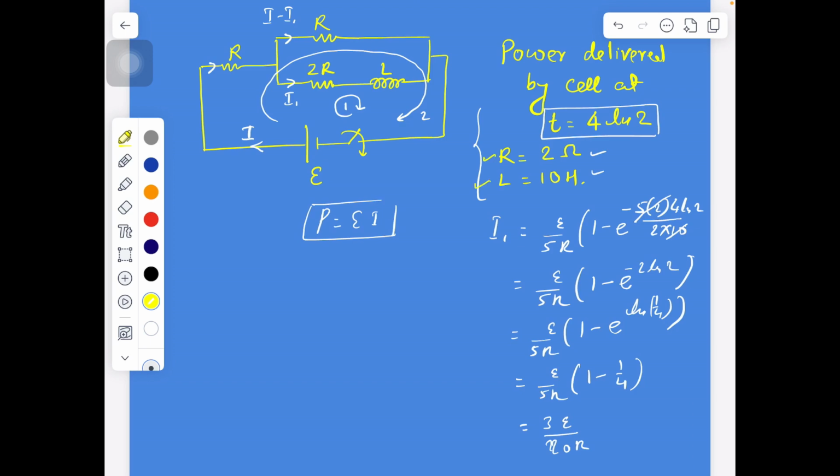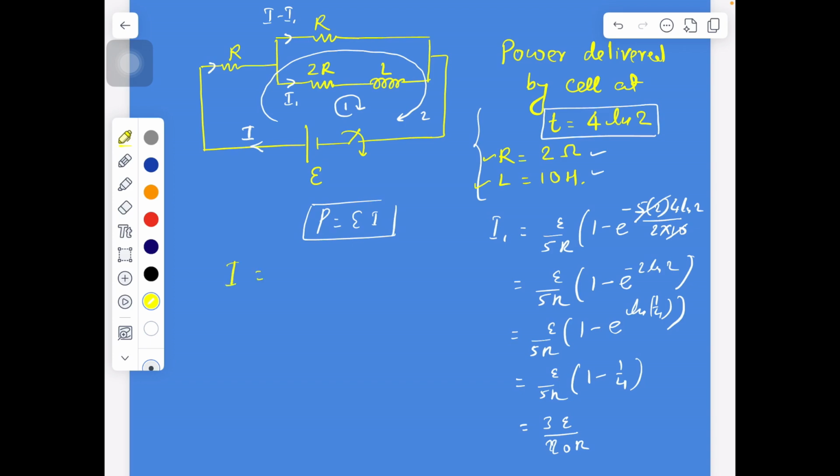When we solve this part, you can see here 2ln2 will become ln4, and with this minus sign it will become ln1 by 4, and e to the power ln1 by 4 will become 1 by 4, and then we solve these equations. So we'll calculate what is I here.